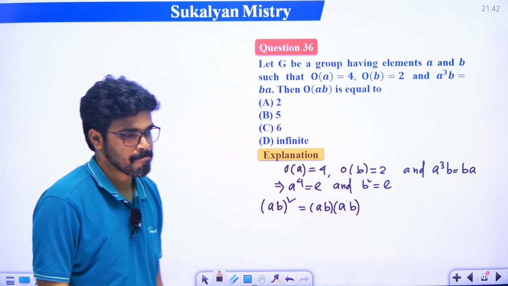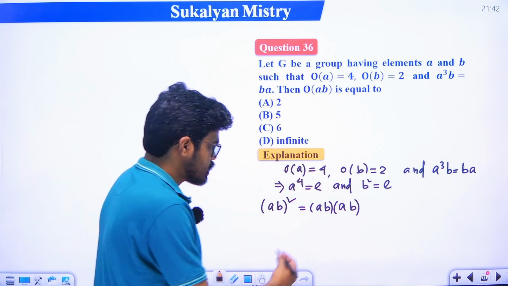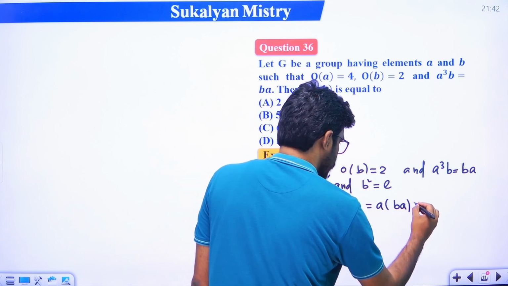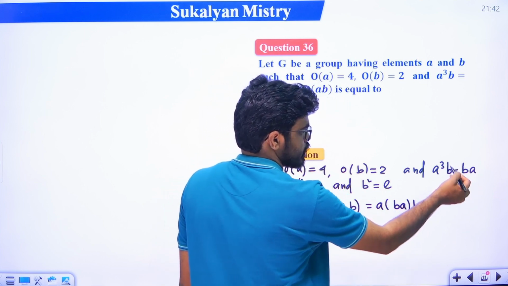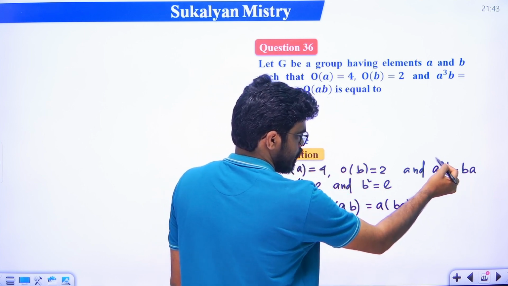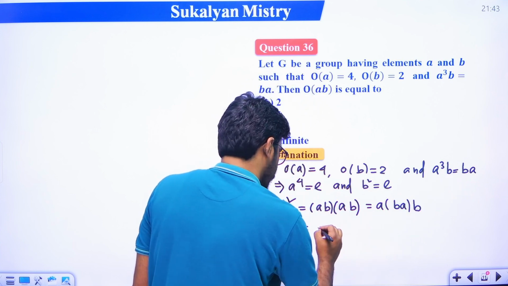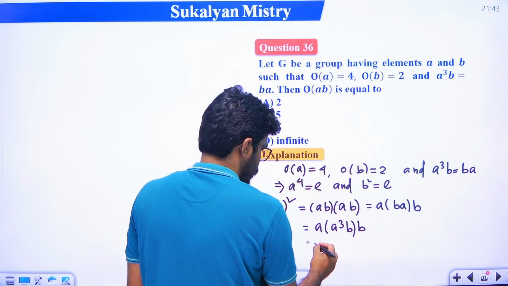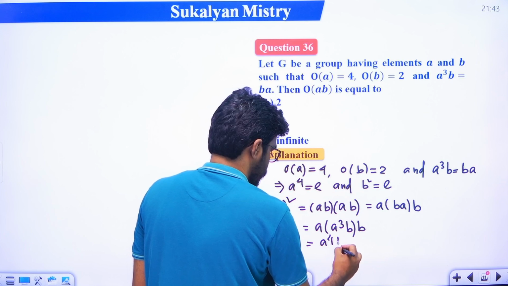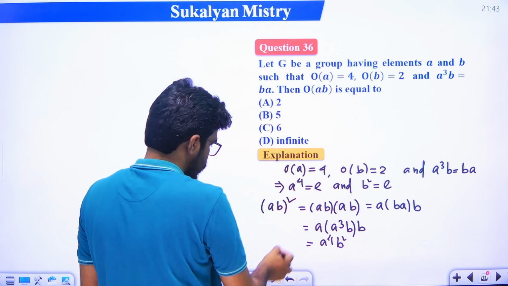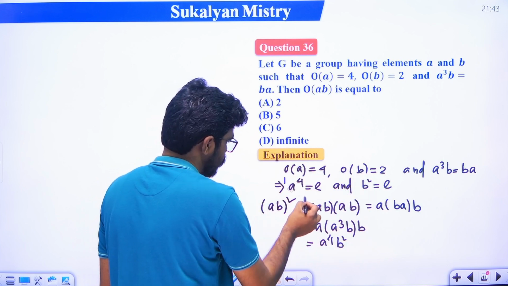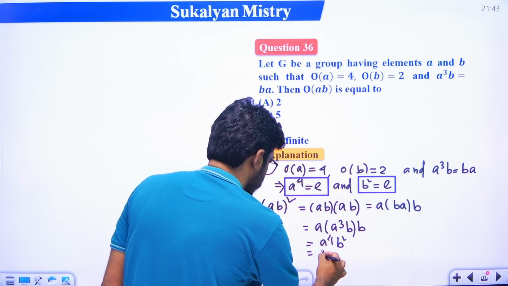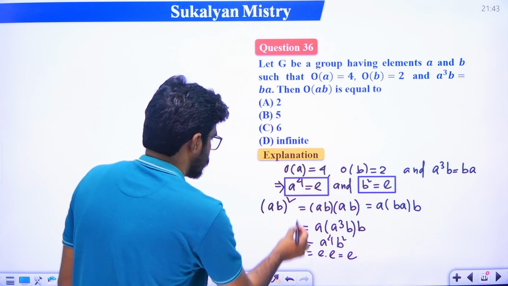We can write it this way. Since it is a group, the associative property must be satisfied, that is A(BA)B. Now it is given that BA is A cube B. So this BA is A cube B. So ultimately we get A to the power 4 B square. It is given that A to the power 4 is E and B square is E. That means ultimately AB square is E.